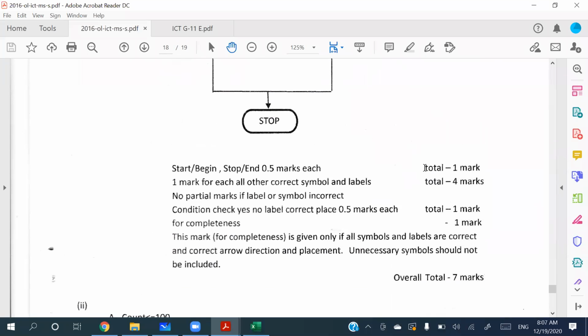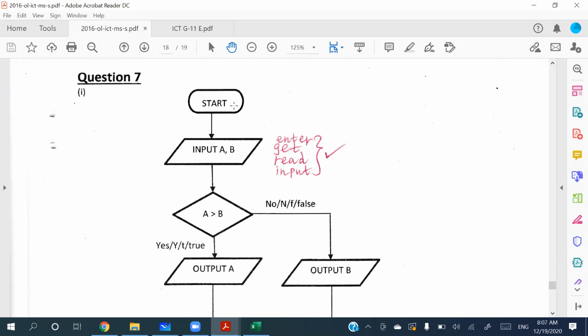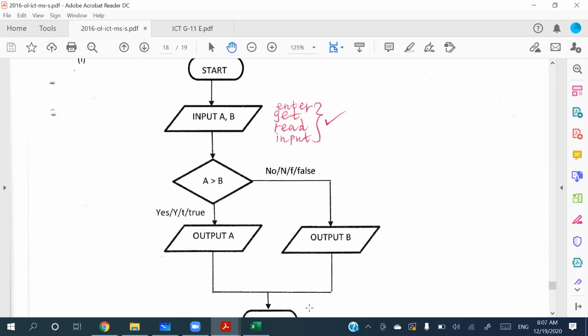Yeah, so the marks are given for the start and end. For both things they have given 1 mark. 1 mark for each of all other correct symbols and labels, right? So 1 mark for start and end together. If you got start and end both, you can have 1 mark. If you miss anything, you are going to have 0.5. Other than that, input A comma B in a parallelogram will give you 1 mark. So they have said the correct shape and the correct instruction, both should be there, right? And the diamond box and the condition, 1 mark.